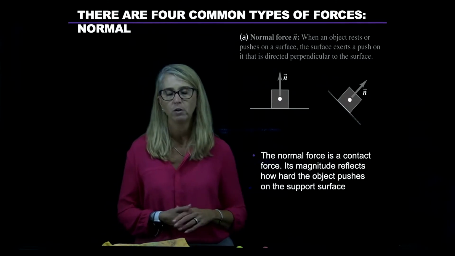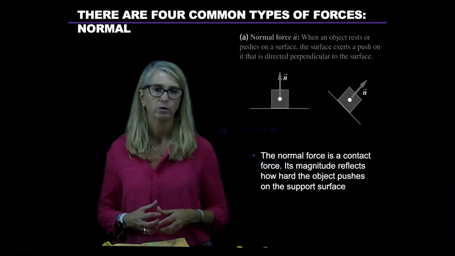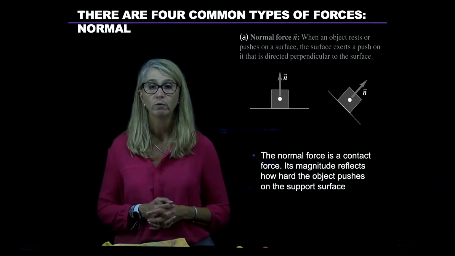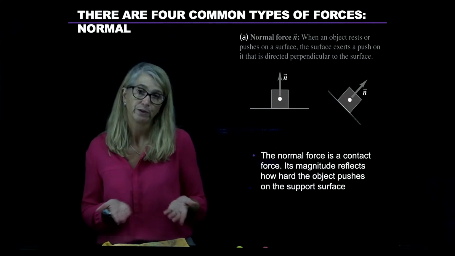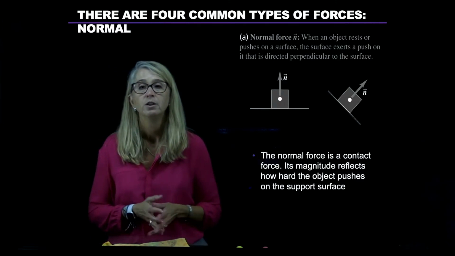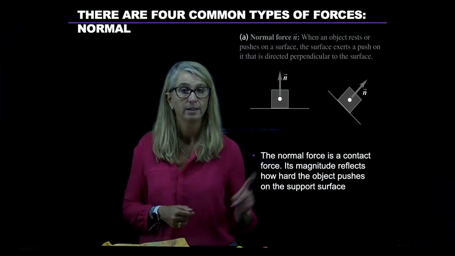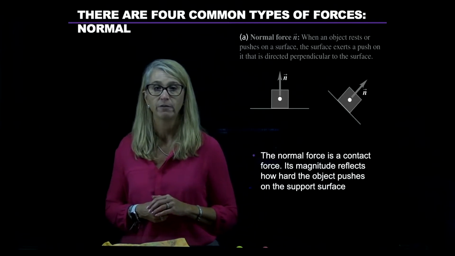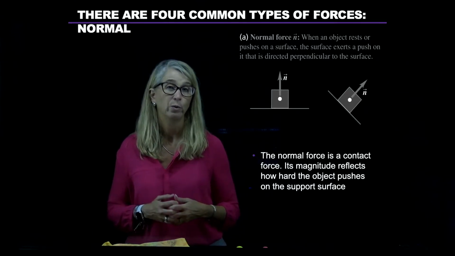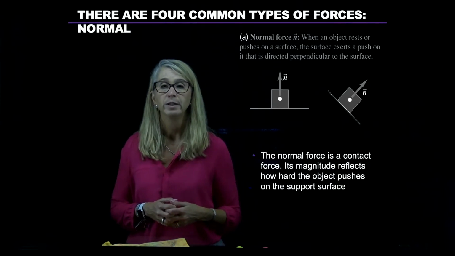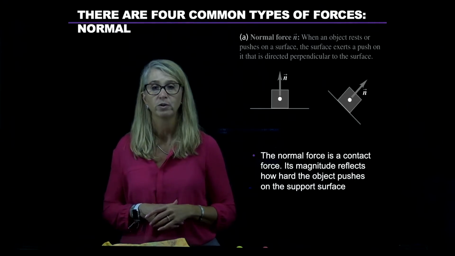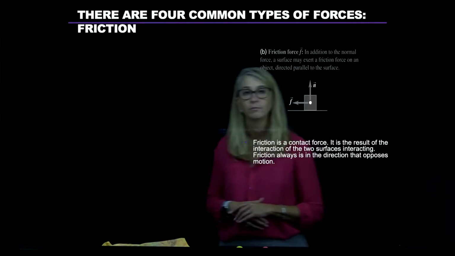So a book sitting on a table, a box sitting on a floor, a box on an inclined plane, all of these will feel a normal force, which is due to the surface they're sitting on that pushes up on the object itself. The direction of that force, if you didn't guess, is perpendicular to the surface itself, which is why we call it normal. It's also known as what we would call a contact force, because if our box was hanging in the air, it wouldn't feel a normal force because it wouldn't be sitting on a surface.